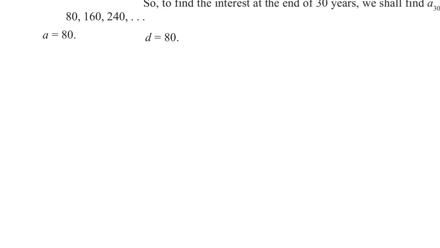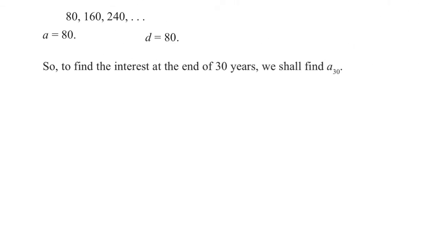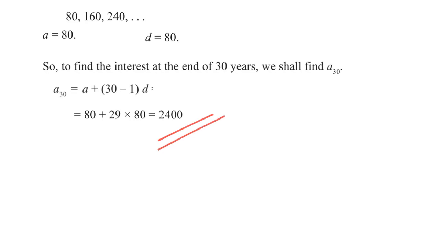So we have to find the interest at the end of 30 years. In other words, we have to find A30. We can apply that in the formula. A30 is equal to a plus 30 minus 1 times d. And a is 80, d is 80. So what do we get? We get 2400. So the interest at the end of 30 years is going to be 2400. This will be our answer.